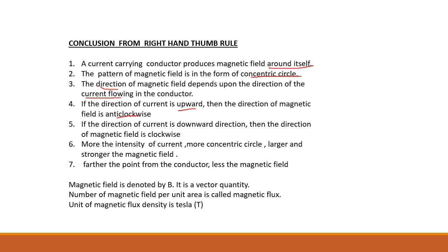Anti-clockwise means opposite to the direction in which a clock moves. If the direction of current is in downward direction, then the direction of the magnetic field is clockwise. Clockwise means the direction in which the hands of a clock move, that is clockwise.